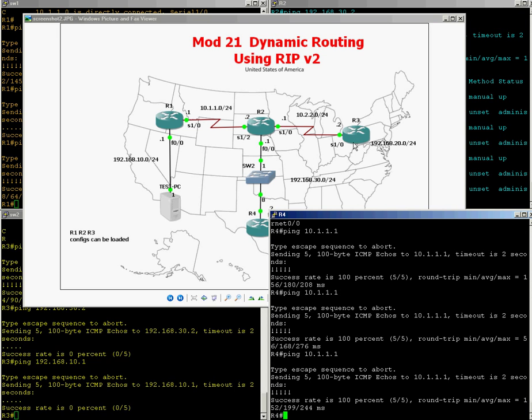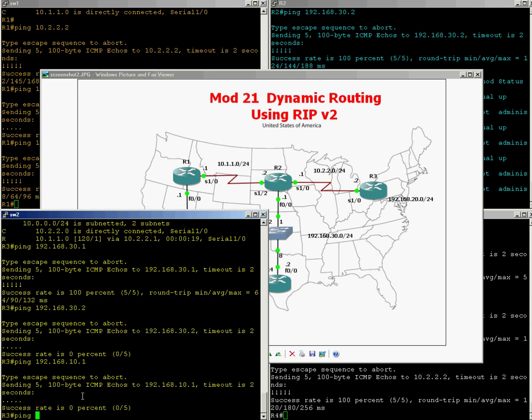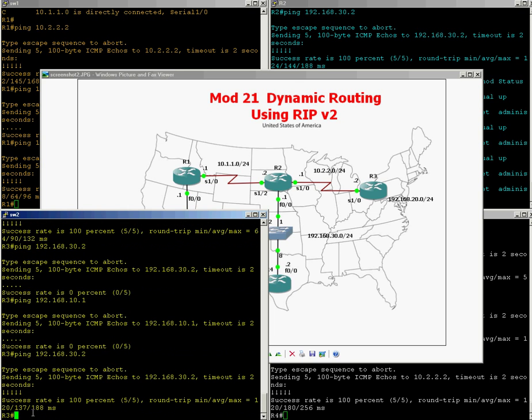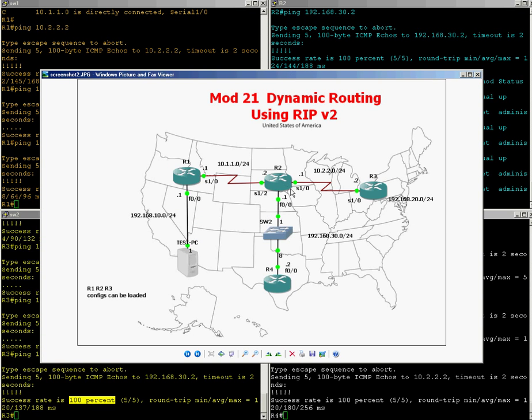And we should be able to ping the East Coast over here at 10.2.2.2. There we go. Okay, so now R1 can talk to R4. R3, let's see if we can talk to R4. 192.168.30.2. So we're going to go from Pennsylvania to Texas with this one. And success rate 100%. So we got full connectivity between the 4 different routers in the 4 different locations, basically by using the RIP version 2 protocol and having the routers learn themselves instead of me assigning static routes and static paths for them to go through.